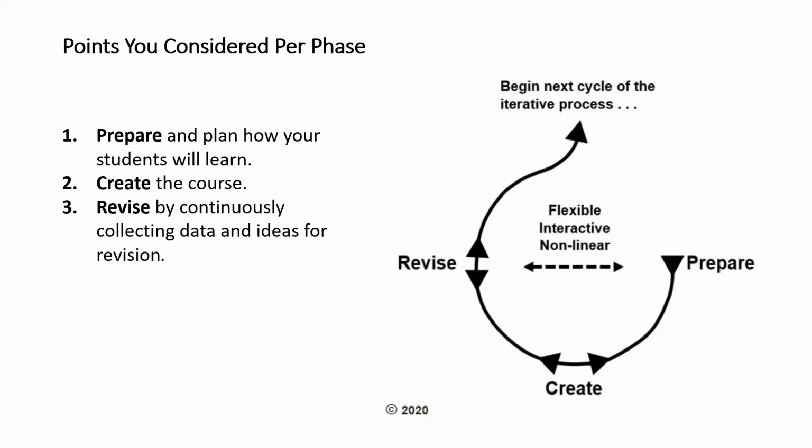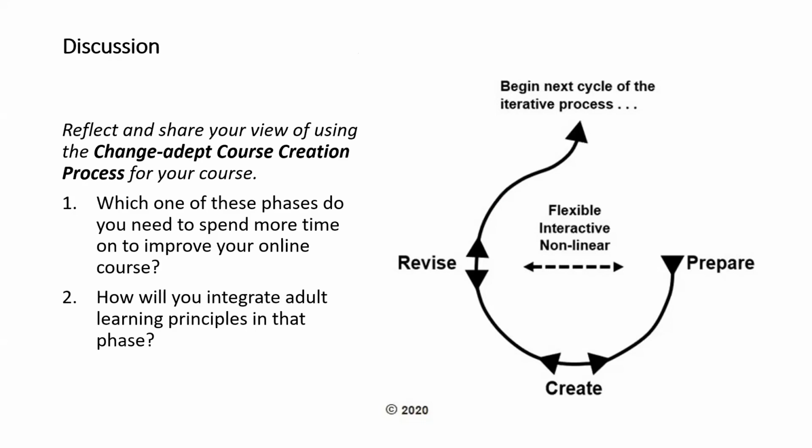I'd like you to please consider the points you consider per phase: prepare and plan how your students will learn, create the course, and revise continuously. So thinking about these points, let's go on to the next slide. Please share, as a whole group, by typing into the chat the answers you have to these two questions. Which one of these phases do you need to spend more time on to improve your online course? And how will you integrate adult learning principles into that phase? I'm excited about looking through your answers now. Go right ahead.